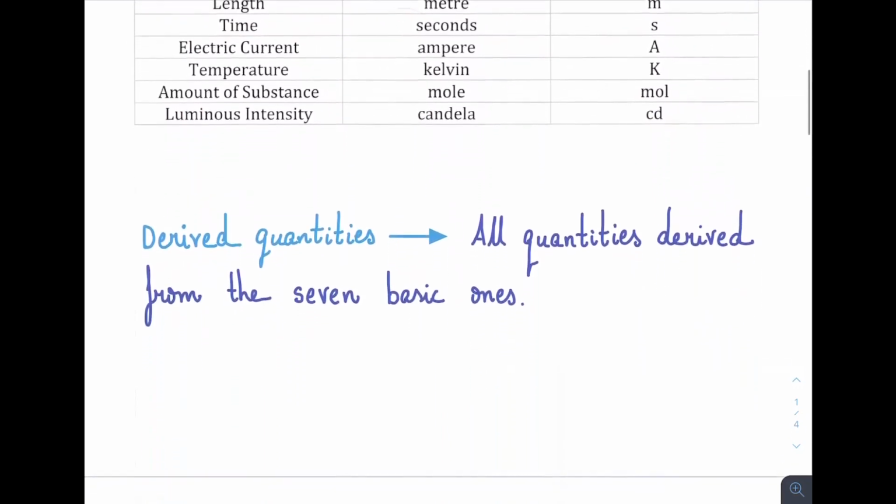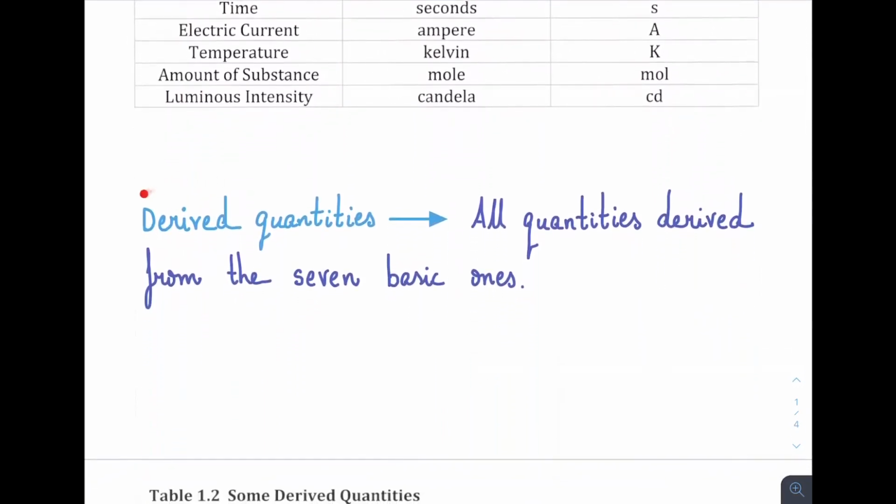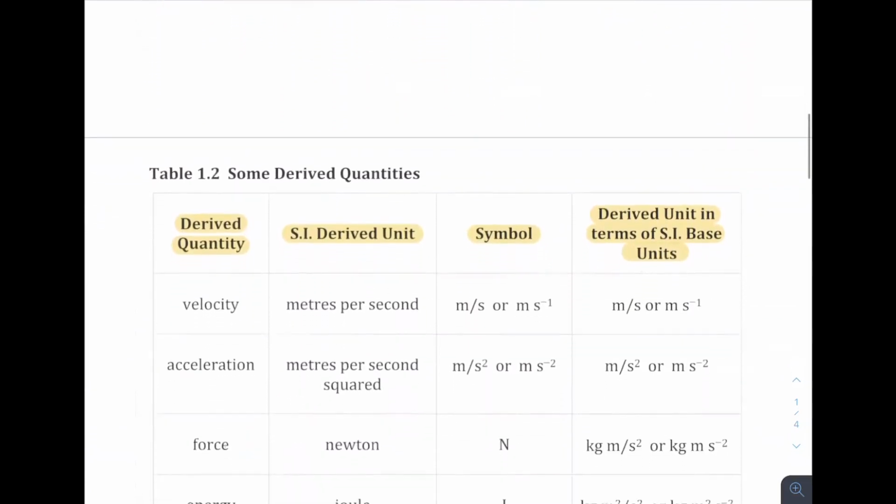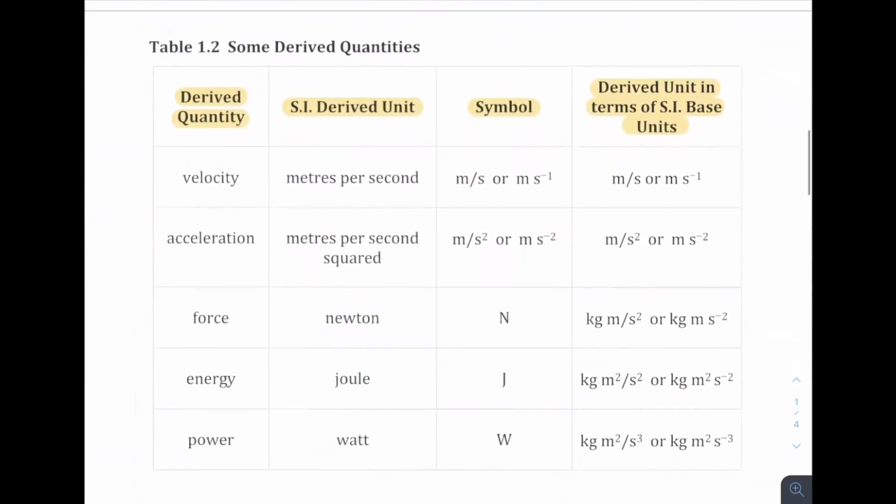As we said, all the other quantities are called derived quantities, since these are derived from the 7 basic ones. And here are a few examples of derived quantities. For example, velocity is a derived quantity, and its derived unit is meters per second by definition, since velocity is defined as the rate of change of displacement, so we get displacement on time, so meters per second.